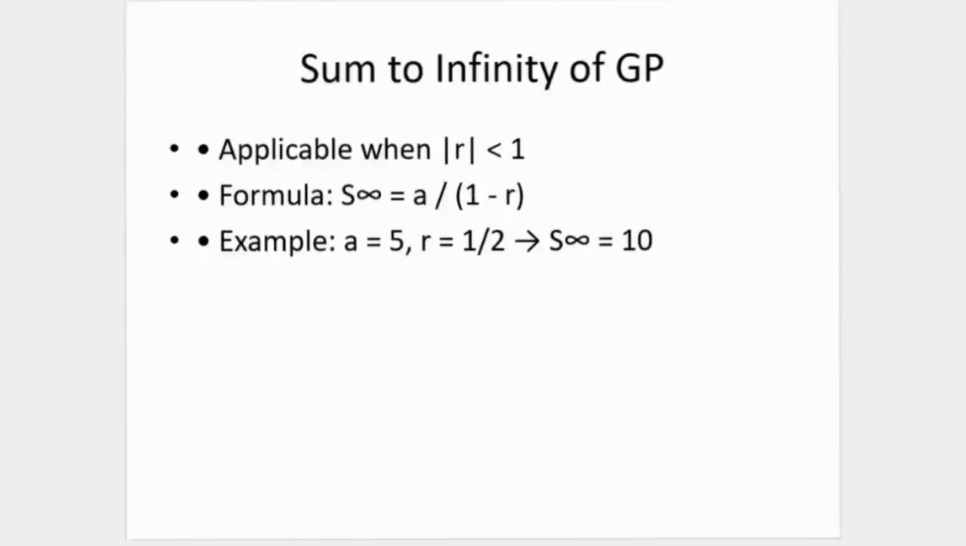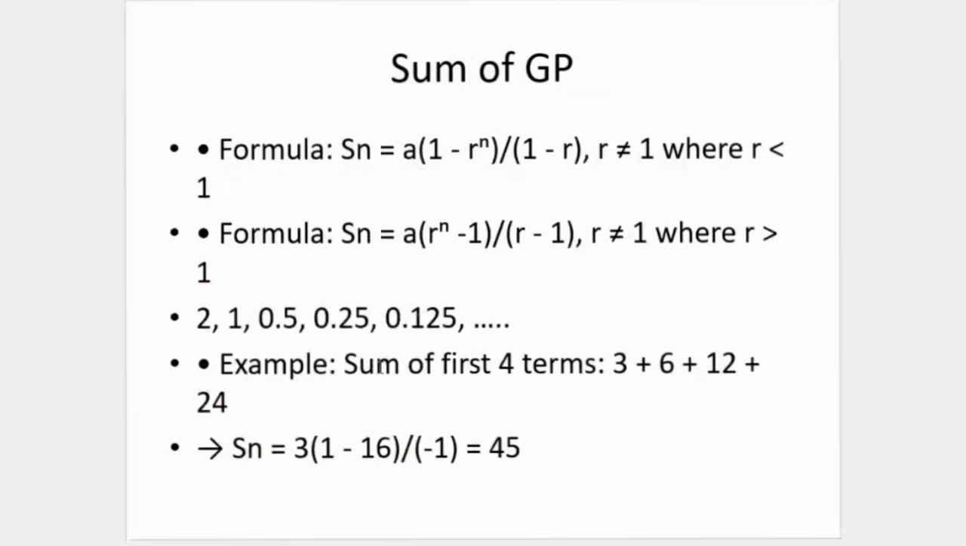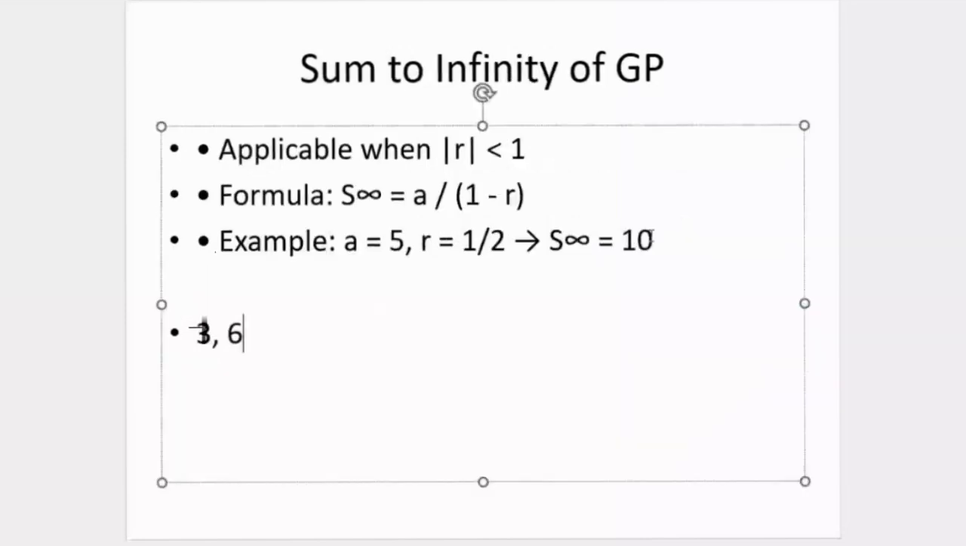Now, if, for example, we are asked to find the sum of this GP to infinity, so 3, 6, 12, 24, plus, and we want to find the sum of this GP to infinity, we will simply apply the same formula, right? So our first term, our A in this case, is 3. And our common ratio is 2.